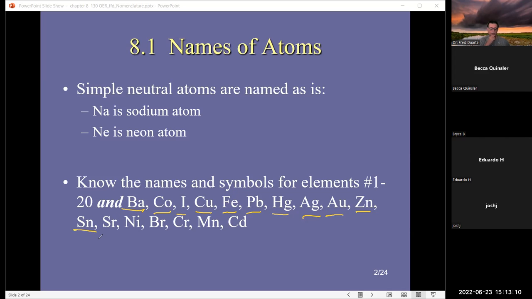This one, a little bit different. It's called stannous, S-T-A-N-N-O-U-S, or we can use the word tin, okay? So, this morning when you were brushing your teeth, you may have been brushing with stannous fluoride, okay? Check that out. You might check the label on your toothpaste. You were brushing your teeth with a tin ion. And then we got strontium, nickel, bromine, chrome, manganese, and cadmium, okay?